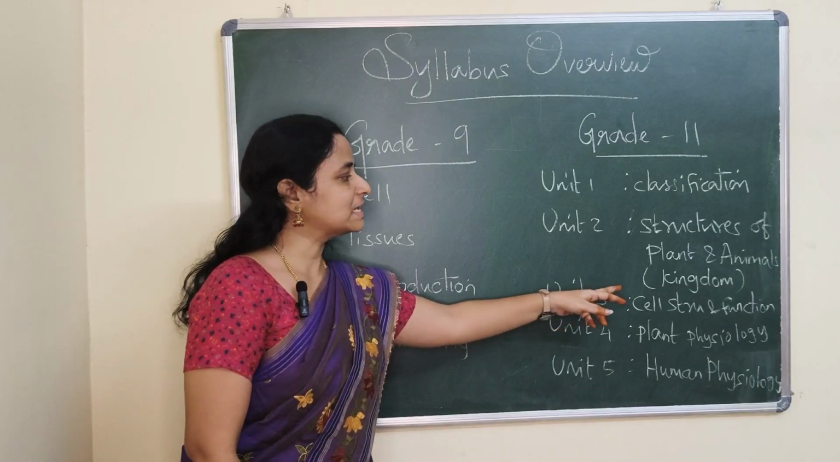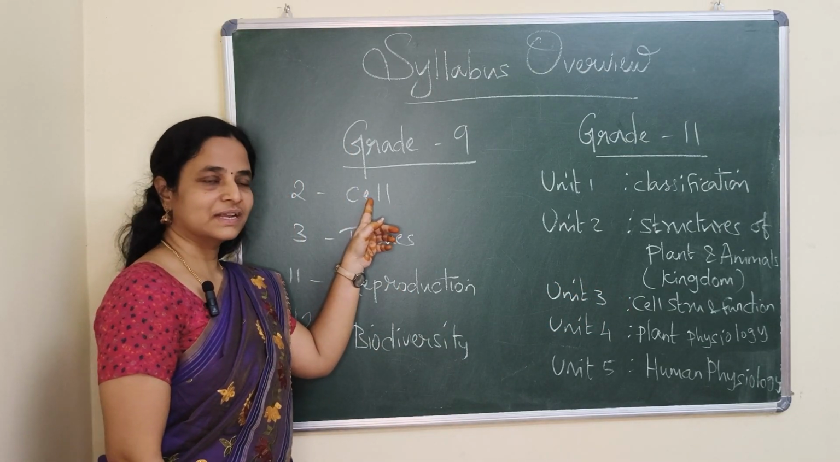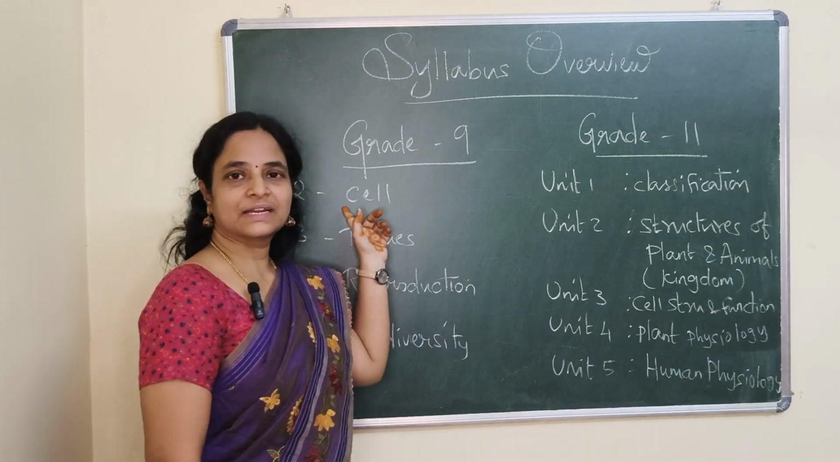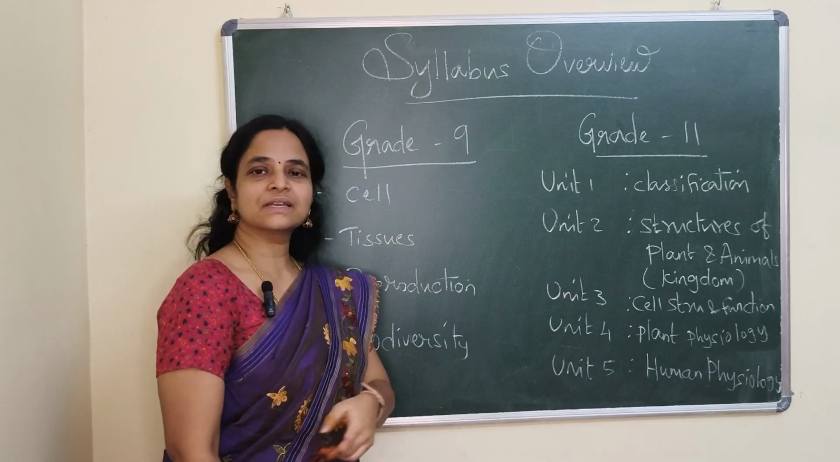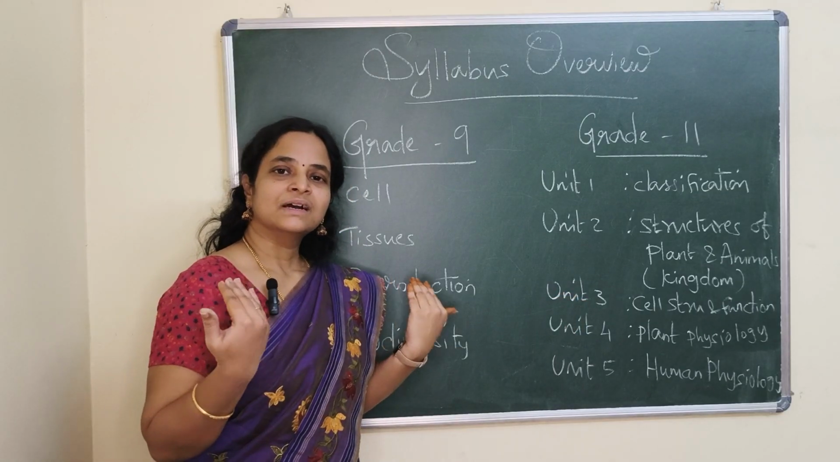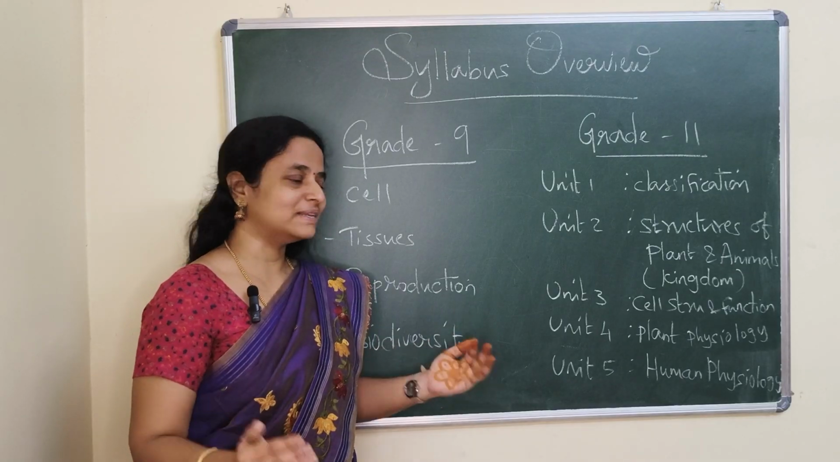Then there is unit 3, cell structure and function. So, I told you, you have cell structure and function as an introductory part, and in detail you will learn it in grade 11. So in cell structure and function, you will read about the different types of cells and their internal components in detail.